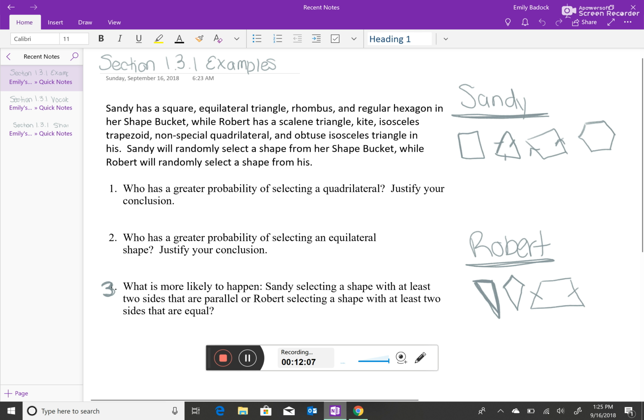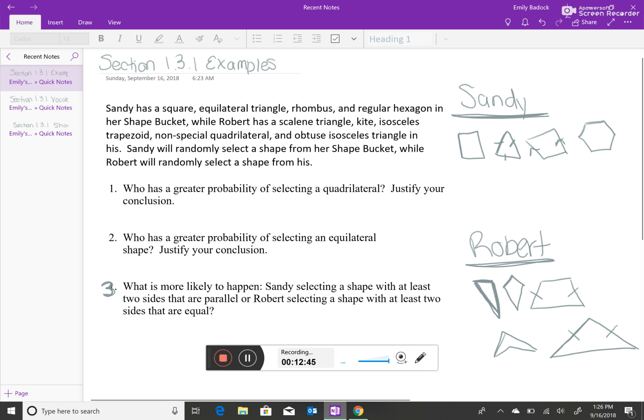Then a non-special quadrilateral. Special would mean anything that has a name, so we can't use square, we can't use rectangle. So I'm going to use that weird shape again, like that. And then an obtuse isosceles triangle means that it has an angle that's bigger than 90 and two sides are equal. So I'm just going to draw a triangle like that. We're going to assume that that angle right there is bigger than 90 and those two sides are equal to each other. All right. So Sandy has a total of 4 shapes and Robert has a total of 5 shapes.